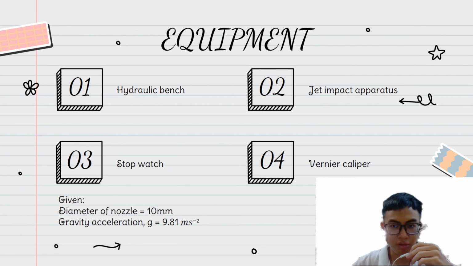Hello everyone, hello sir, I'm Mong Hai and my matrix number is 263. I would like to present about the equipment of this experiment. The equipment are hydraulic bench, jet impact apparatus, stopwatch, and vernier caliper. Given that the diameter of the nozzle is 10 mm and the gravity acceleration is 9.81 m/s². I think that's all for my presentation. I would like to pass the presentation to my teammate.